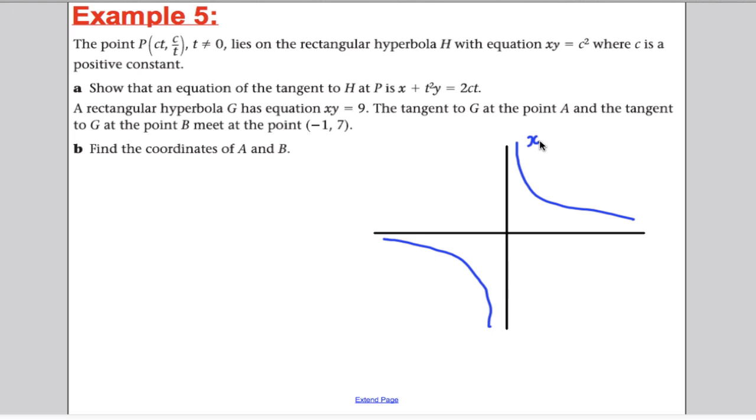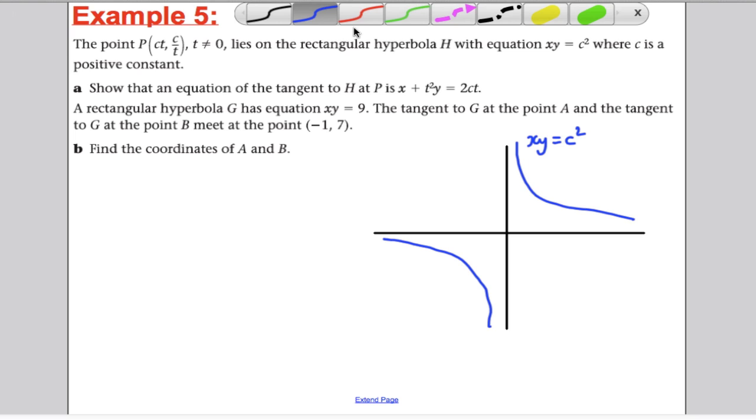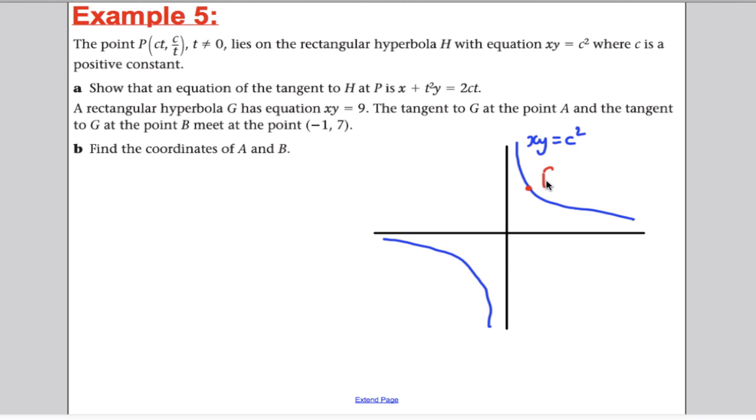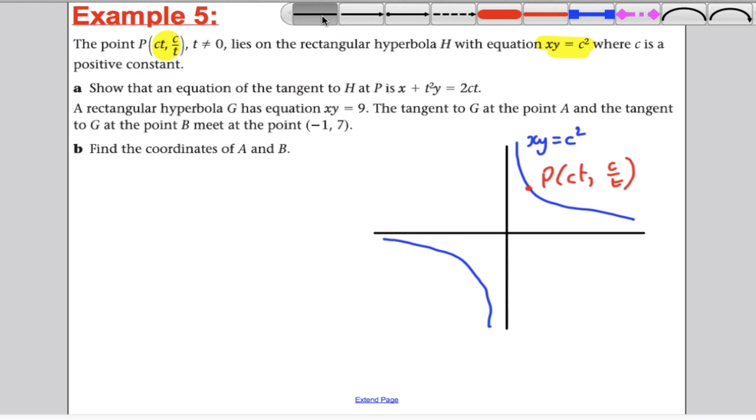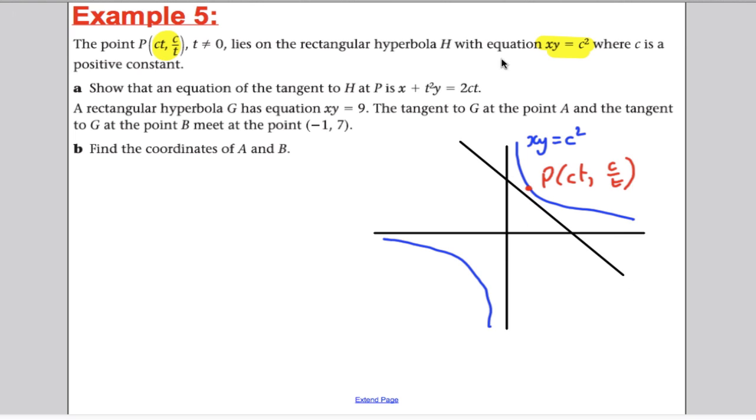Okay, the equation is xy is equal to c squared. We are told that the point P, ct, c over t, where t is not 0, lies on there. I'm going to assume t is positive again, and I'm going to say there's a point here, P, which is ct, c over t. Remember, that's the parametric form. x is ct, y is c over t. That's parametric, and here is the Cartesian. It's given us both. Show that the equation of the tangent to H at P is that. So we want to work out the equation of that tangent there.